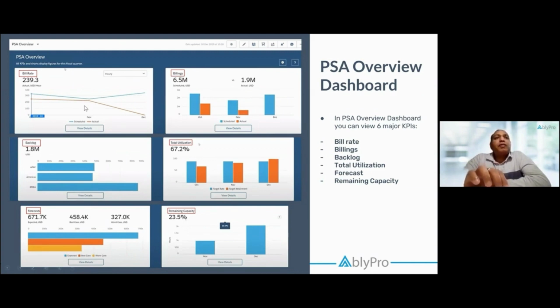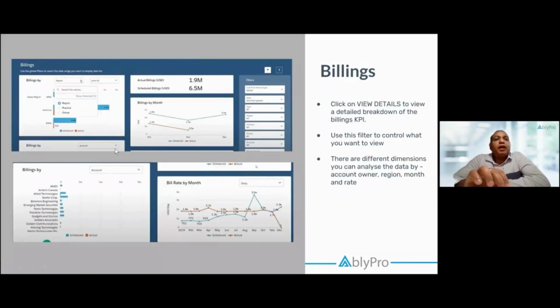And let's take an example of one so that we understand it better. Let's talk about bill rate. So again, same, we just have to click on the view details button on the bill rate, and what we get is the bill rate by month, billings by region. Okay, so you can see here billings by account. So we have got this filter billings by account, and you can say how different accounts billings are happening, which accounts are giving you more billings, which are giving you less billings, right?